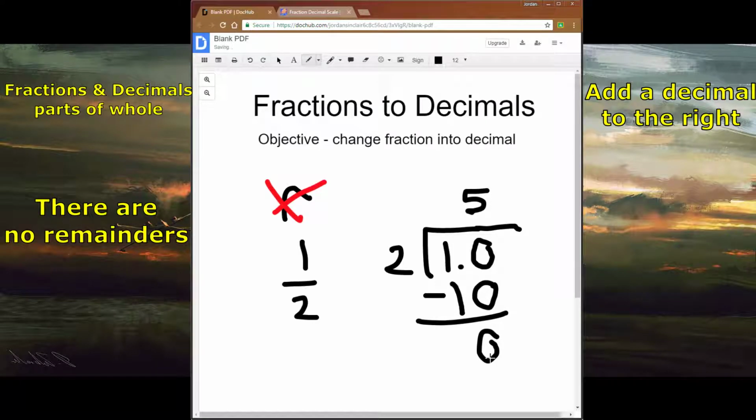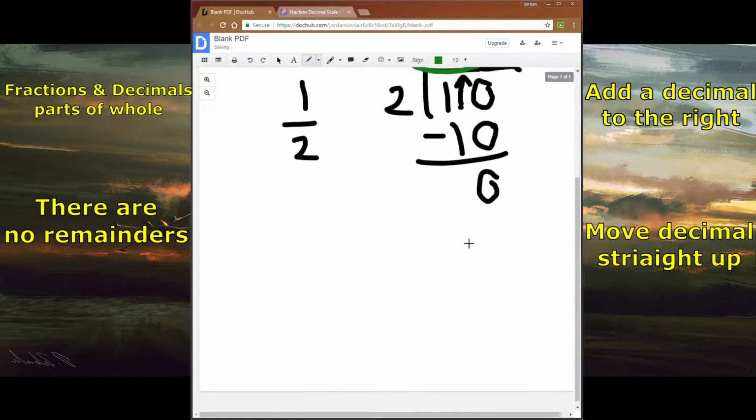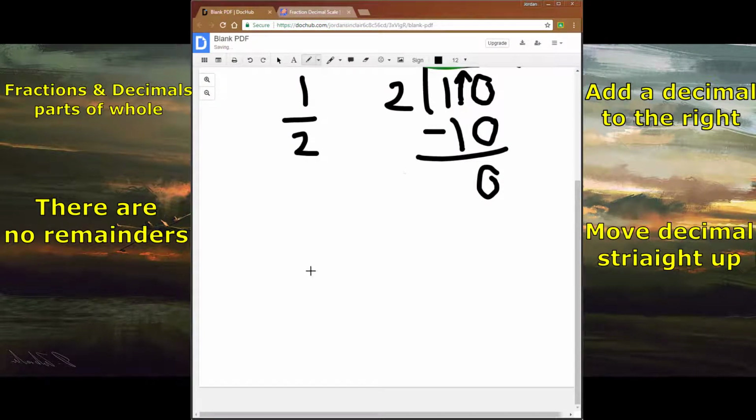But Mr. Sinclair, I thought this was supposed to make into a decimal. Where's our decimal at? Well, here's the thing. Our decimal will be created. We're going to use our created decimal, move it up this way, and put a dot right there. And then we add a 0. And there is our new decimal, 0.5. So to recap, 1/2 is equal to 0.5.